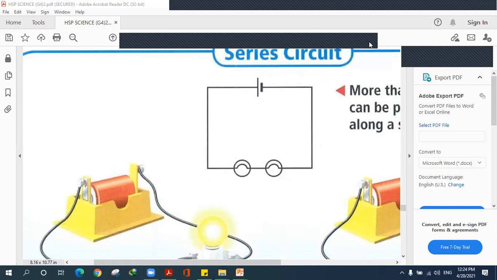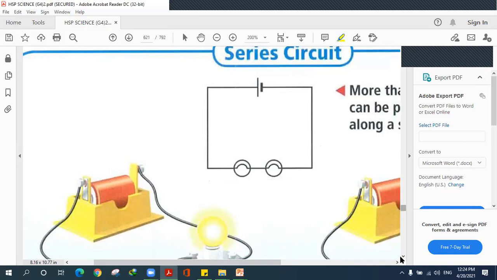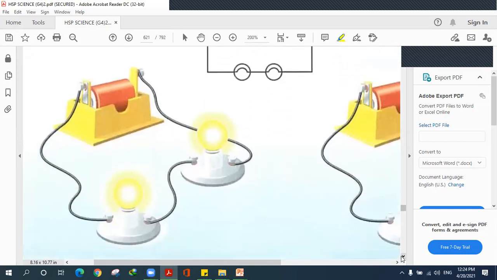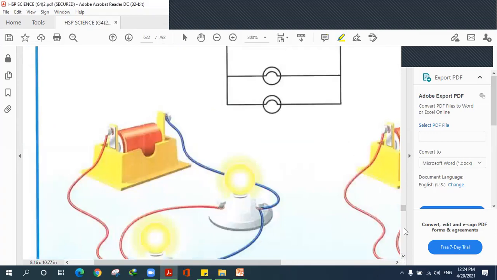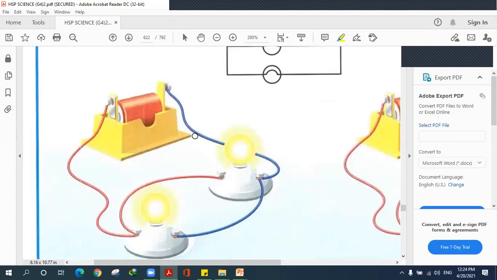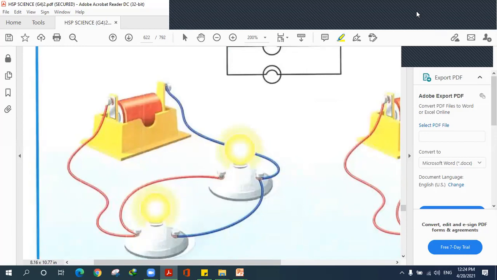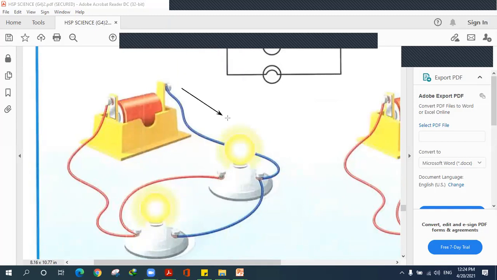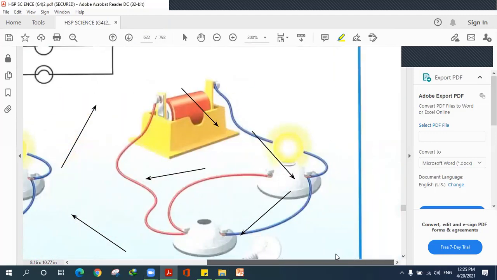Now, let's look at the other type of circuit. Here we have two bulbs and also batteries, but we have two different paths. If I try to show what path the electricity will follow, I draw an arrow in here. Starting from the battery, moving. Can you see that? Now the electricity has two paths to move through, and then it moves back to the battery. So if one part is broken, what happens?